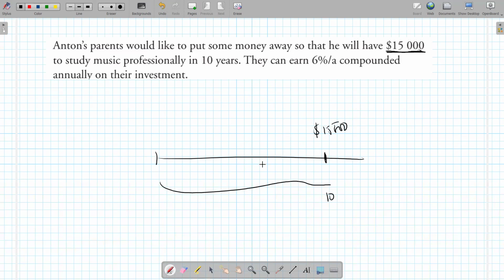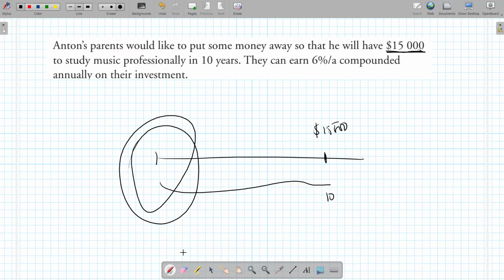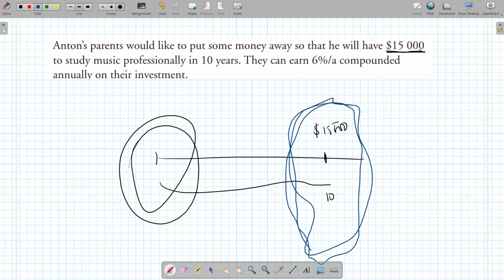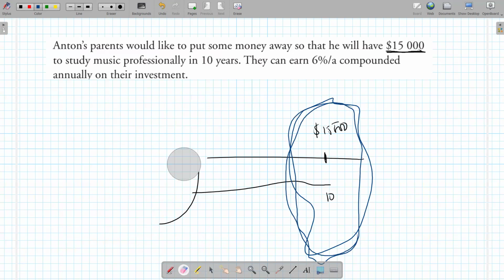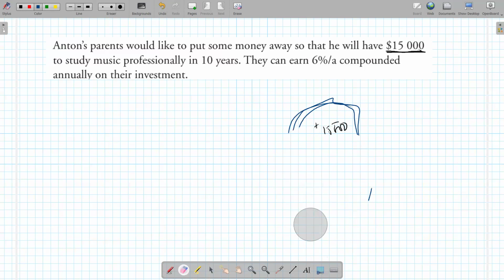So I guess the goal is to find out this amount. Is this a present value question or a future value question? What's the unknown, PV or FV? This is the amount in the future. It's already given. We're trying to find PV. What's the amount today that we need to put in such that in 10 years that will compound to 15,000? So here your unknown is the amount today, PV.